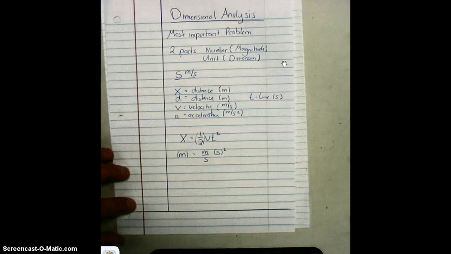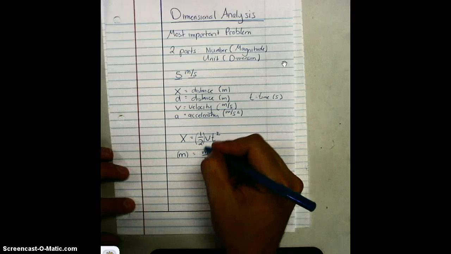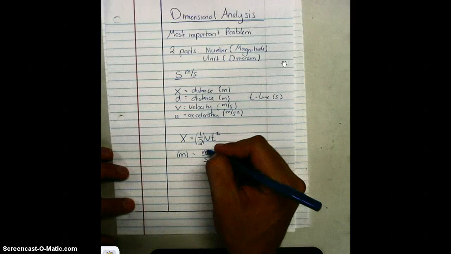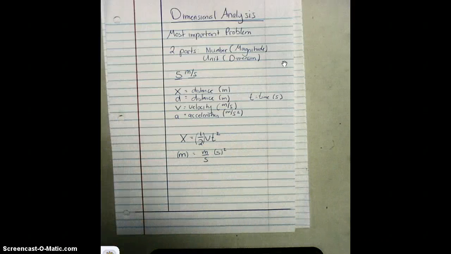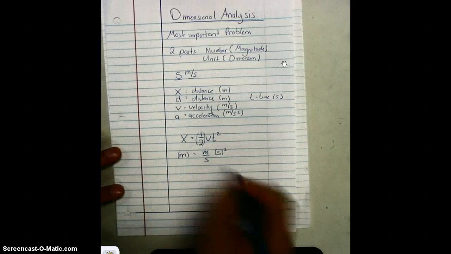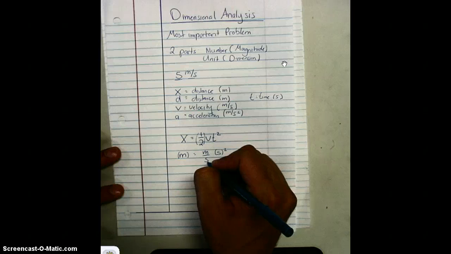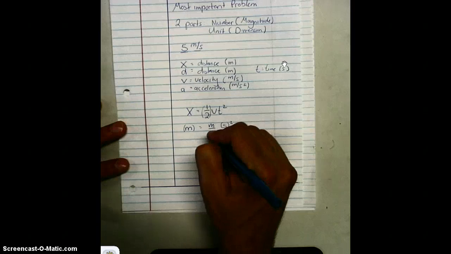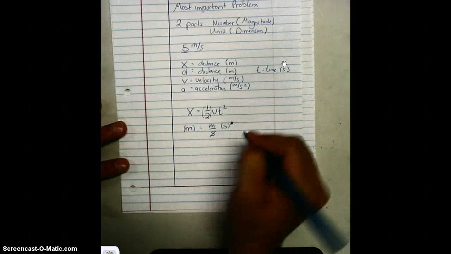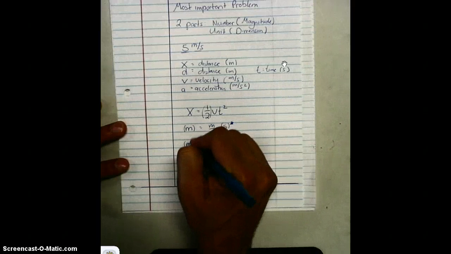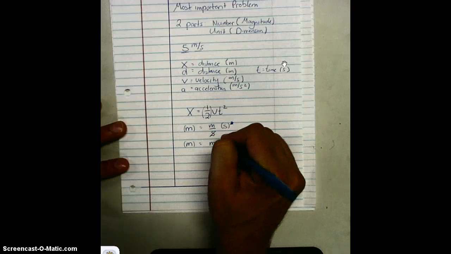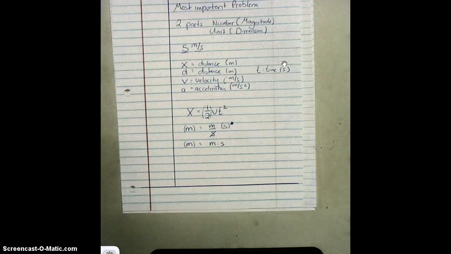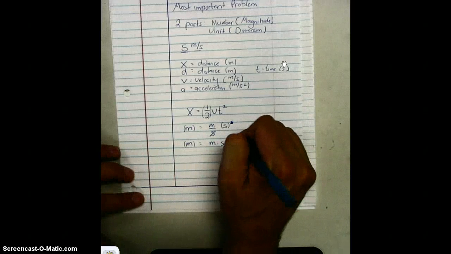Now, in a normal problem, there would be numbers here, maybe 1/2, 5 meters per second times 2 seconds squared. But right now, in dimensional analysis, I just want to look at the dimensions, not the numbers. So if I work this out, I have meters per second times seconds squared. Using my algebra skills, I know that this second is going to cancel out with one of these. So on the left side, I have meters, but on the right side, I have meters times seconds. So if I did this problem, this would be wrong.